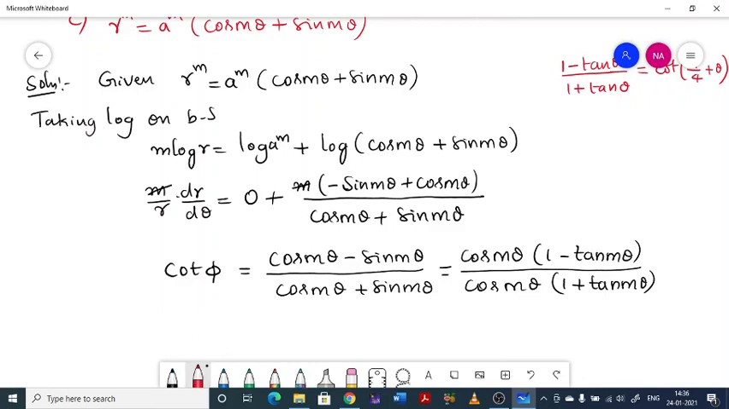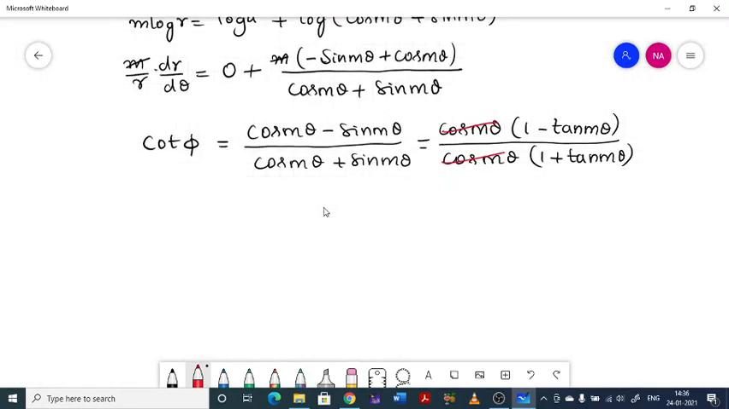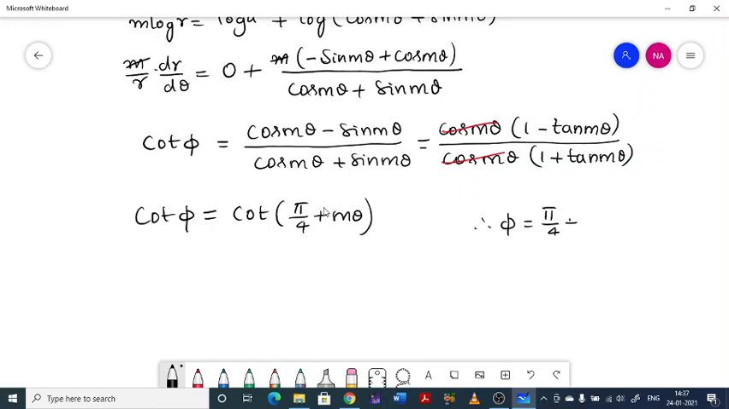So cos m theta gets cancelled, so we get cot phi equal to, as I said, 1 minus tan m theta by 1 plus tan m theta, you can write as cot of pi by 4 plus m theta. Therefore phi equal to pi by 4 plus m theta.